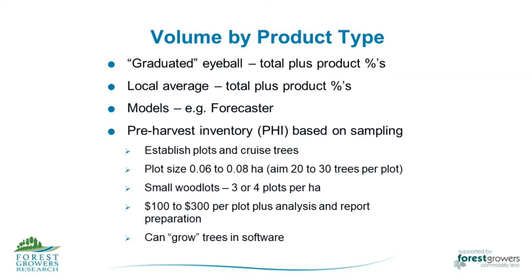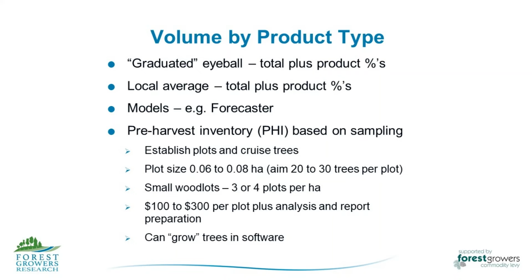Another is to use the average volume from nearby harvested woodlots and again apply likely percentages to determine the volumes in each log grade. This approach is only useful if the age of the trees and the treatment they have received is the same as those from your woodlot. A third approach is to use a growth and yield model, such as the forecaster model on FGR's website. To make the best use of this approach, you need good records of the types and timing of treatments that your woodlot has received over its history.